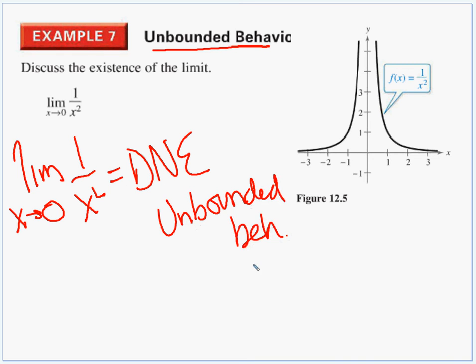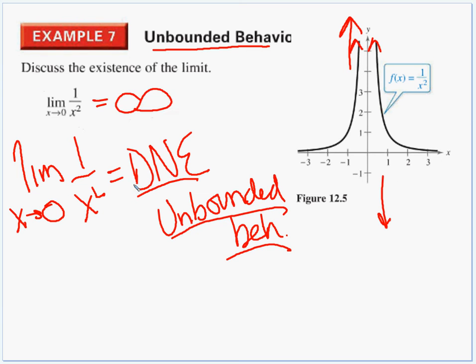Now, we should also point out DNE, unbounded, is a good answer, but there's a difference between is it heading up to positive infinity or is it heading down to negative infinity. In this case, since they're both heading up to positive infinity, we could write this limit as we approach 0 is infinity, which does not exist, unbounded behavior.